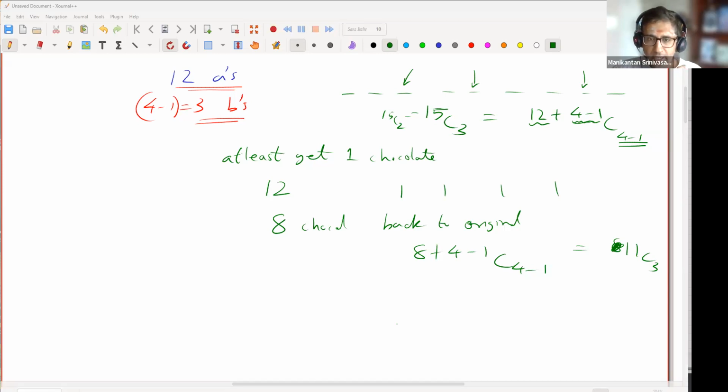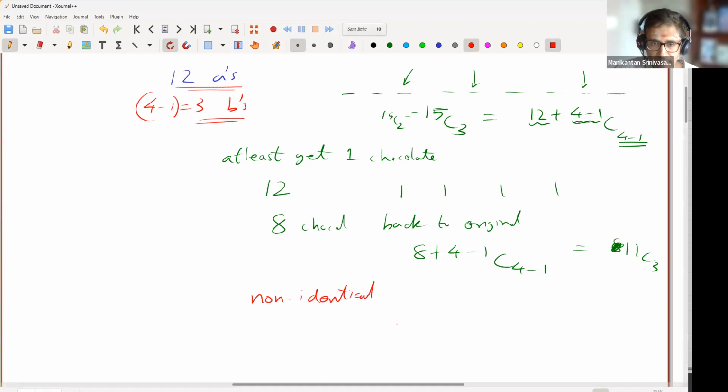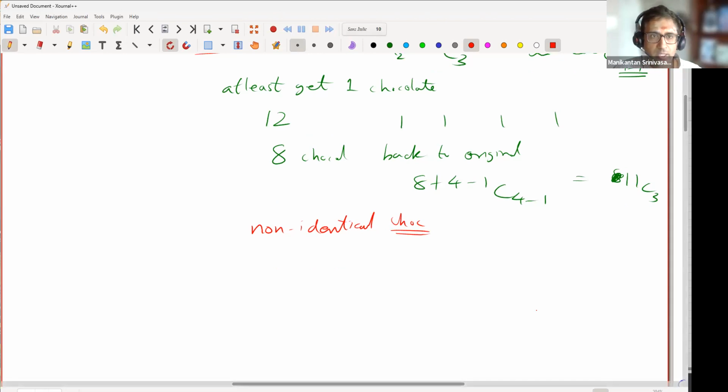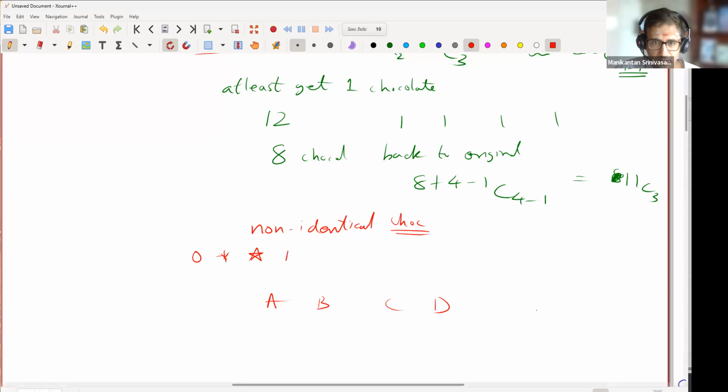Now, the other question I had would be if the chocolates are non-identical. So the chocolates are non-identical. Then how do we distribute? Again, there are 12 chocolates, and anyone can get anything. There are A, B, C, and D. So you go to each chocolate. This chocolate looks like this, this one looks like this, and so on. Each of these chocolates has a different shape. You go to each chocolate and ask.